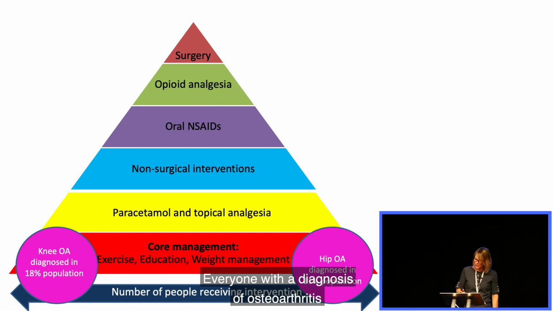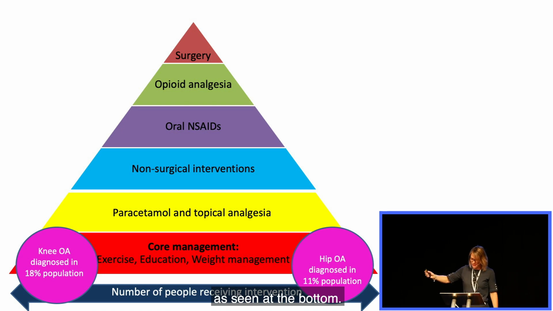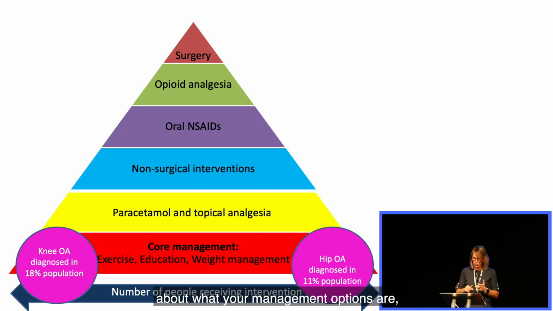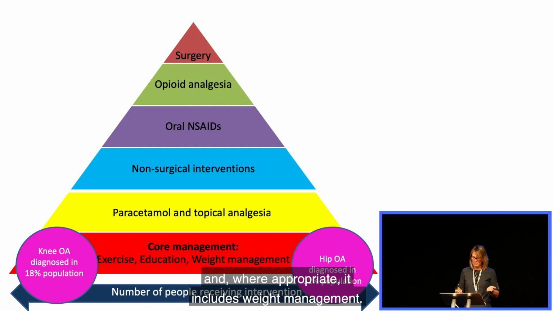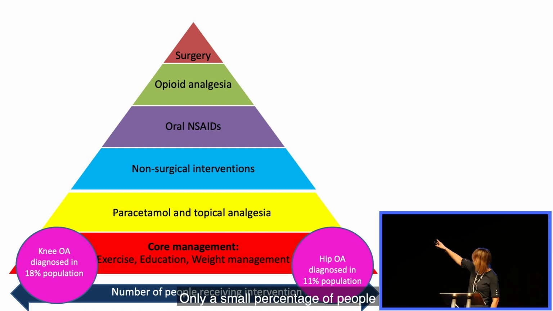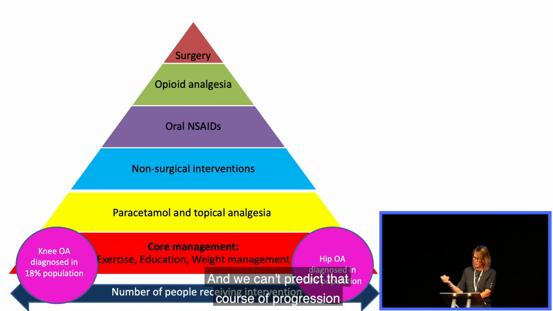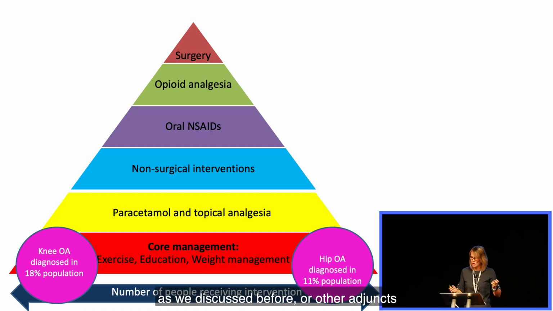Everyone with a diagnosis of osteoarthritis should receive the core management as seen at the bottom. This includes exercise and education. And when we talk about education, it's allowing you to understand the condition and then to make some choices about what your management options are. And where appropriate, it includes weight management. Only a small percentage of people will reach the top of the pyramid where surgical intervention is indicated. And we can't predict the course of progression of an individual over time, or even if someone will eventually need that as an option. Additional measures that lie in between may be escalating levels of pain softeners, as we discussed before, or other adjuncts such as using a stick, TENS machines, manipulation of the joints.